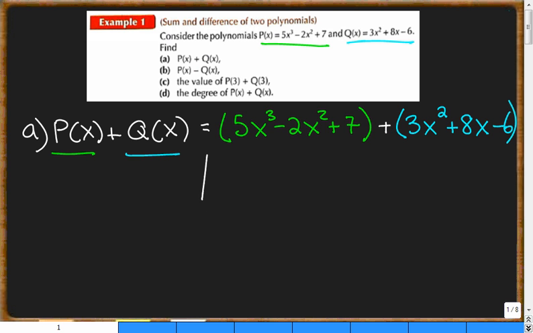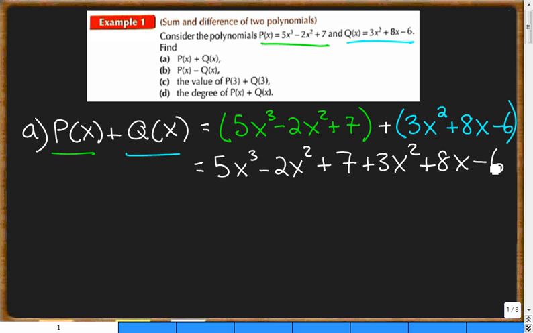What's really going on here is that each of these parts, the p of x and the q of x, are being added together with a multiple of 1. And so there's really no multiplication. There's no sign switching or anything. So it doesn't actually get affected here. Like our 5x cubed is still that. Our negative 2x squared is still that. Our positive 7 is still that. And this positive 1 multiplies out to all these other 3, so we still end up with a positive 3x squared, a positive 8x, and a negative 6.